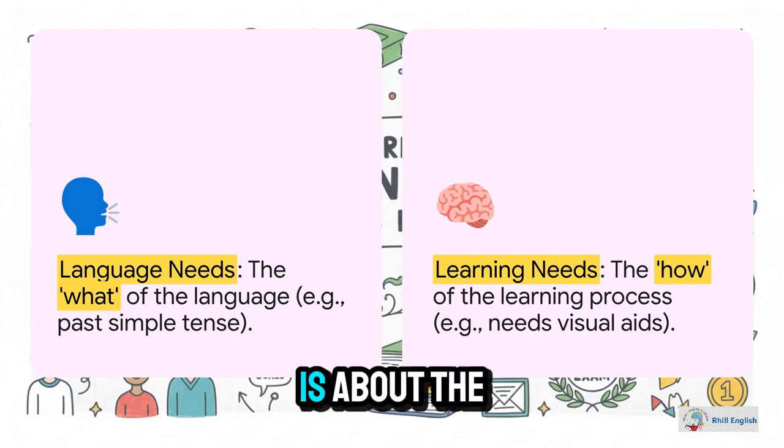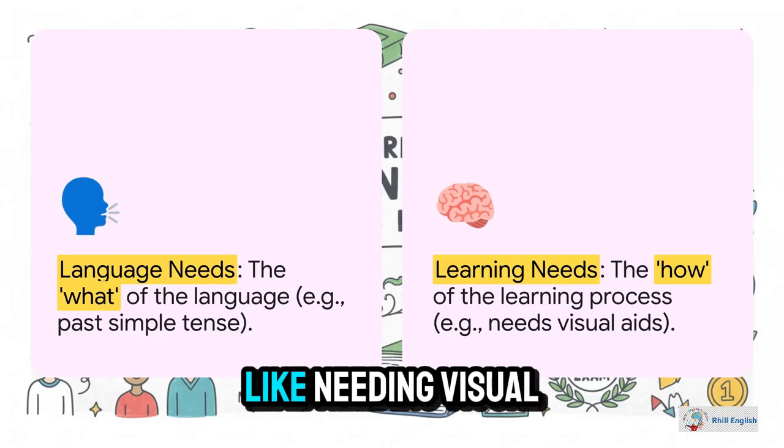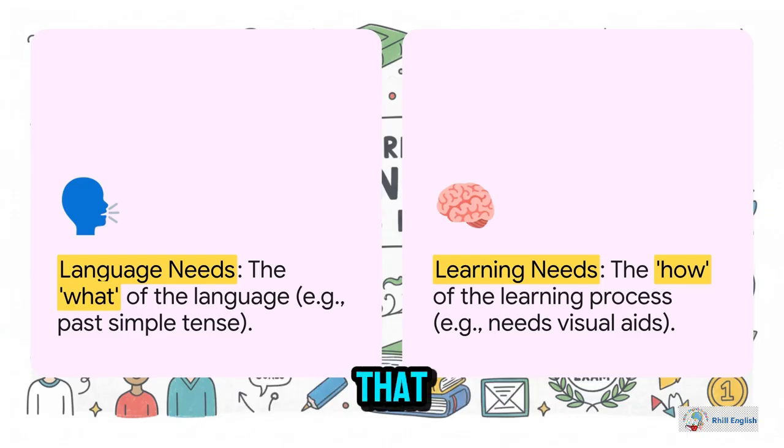And here's a classic trip up on the exam, so let's get this crystal clear. A language need is about the what. It's the content, like needing to learn the past simple tense. A learning need is about the how. It's the process, like needing visual aids to understand that grammar point. Don't get those two mixed up.